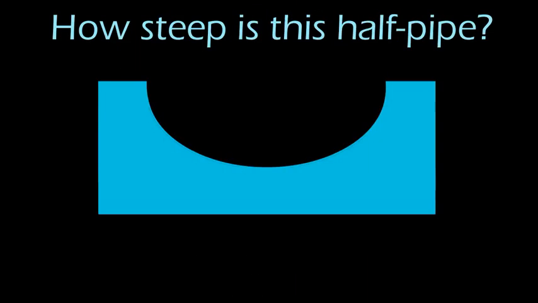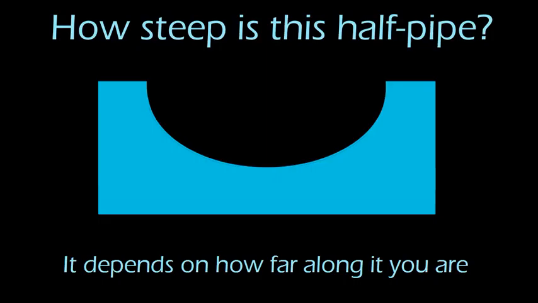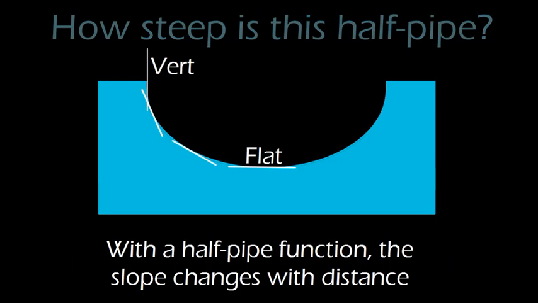If I was to ask how steep is that half pipe, if you were skating, you really can't answer the question because it depends on how far along it you are. Where you stand on it is going to have different steepnesses. You've got the vertical part on the left, so it's completely steep, and then it gets less steep as you move to the right, and then in the middle it's flat, and then it gets steeper again as you move to the right even more. So with the half pipe function, the slope changes depending on where you are.